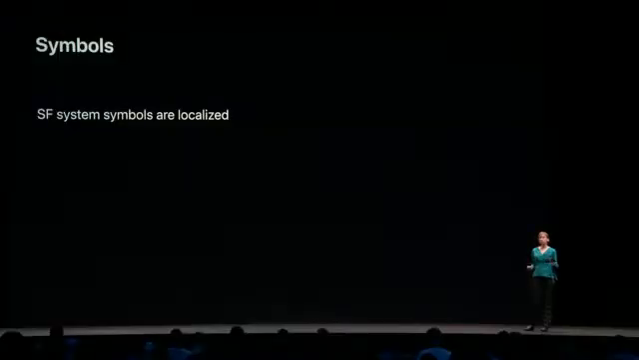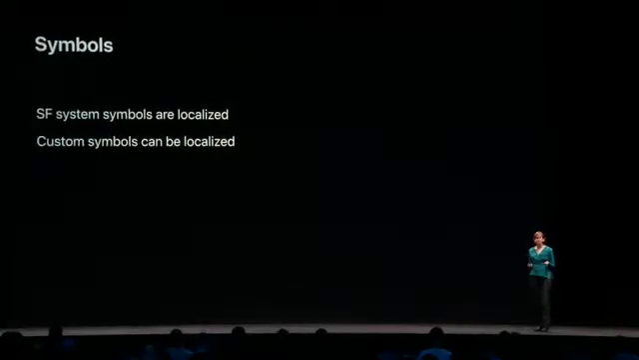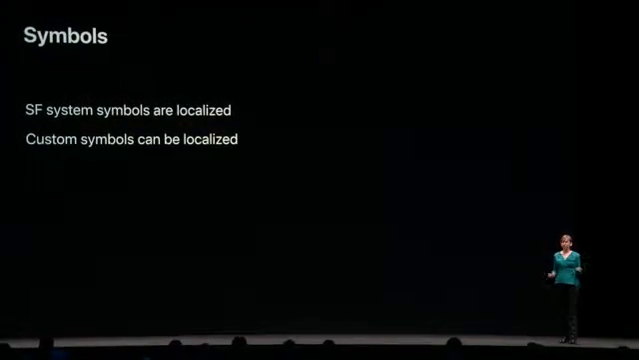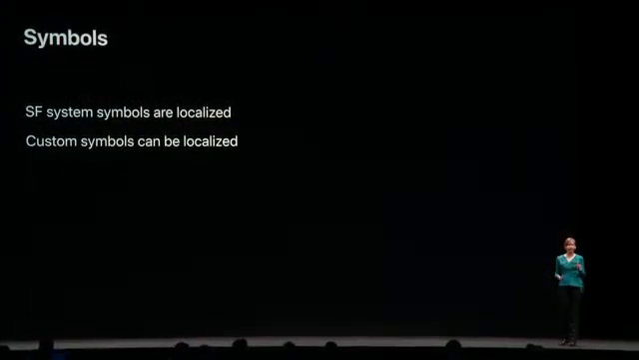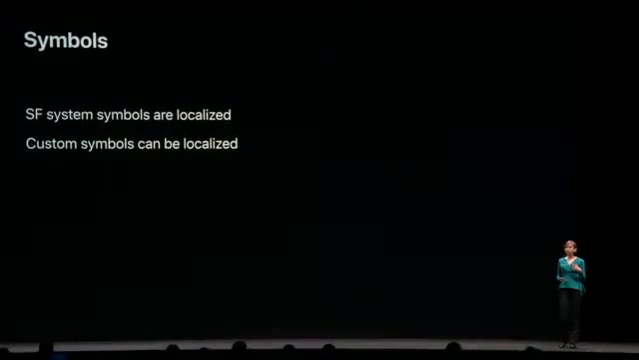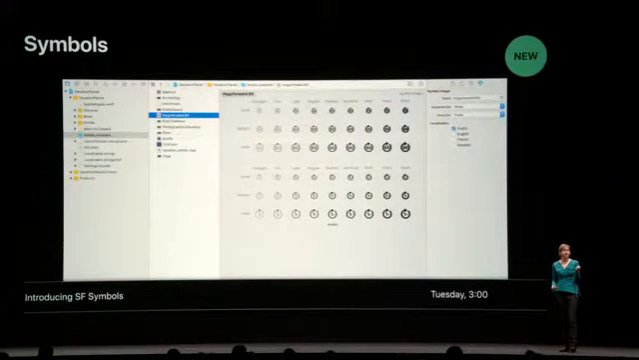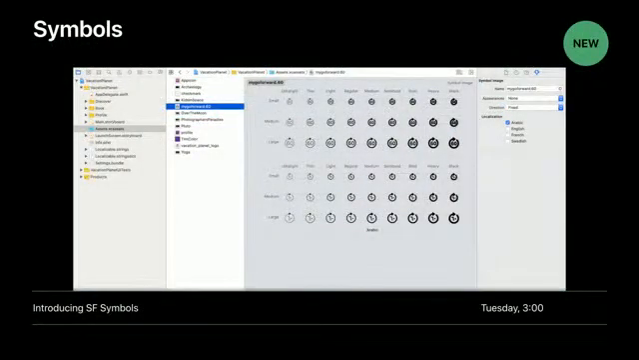Now, what about those new symbols? Well, SF system symbols are localized for you. You don't need to do any extra work. Custom symbols can also be localized. You can either set the directionality, if you just need them to flip for right to left languages like Arabic and Hebrew, or you can do a full localization cycle in the same workflow as images. You'll find the same Localize button in the Attribute Inspector. For more on symbols, please check out the session introducing SF Symbols later today.